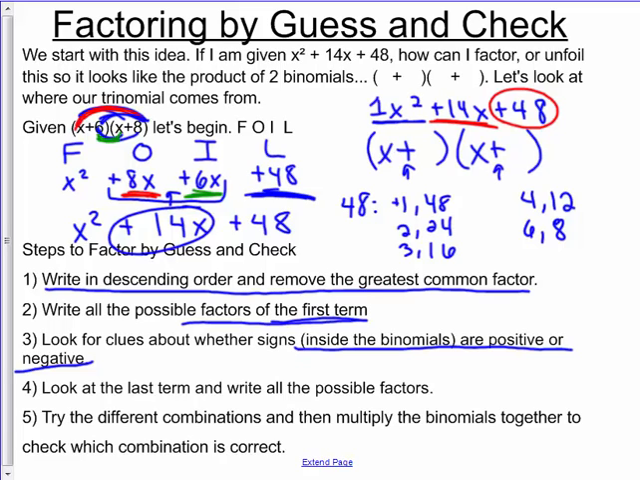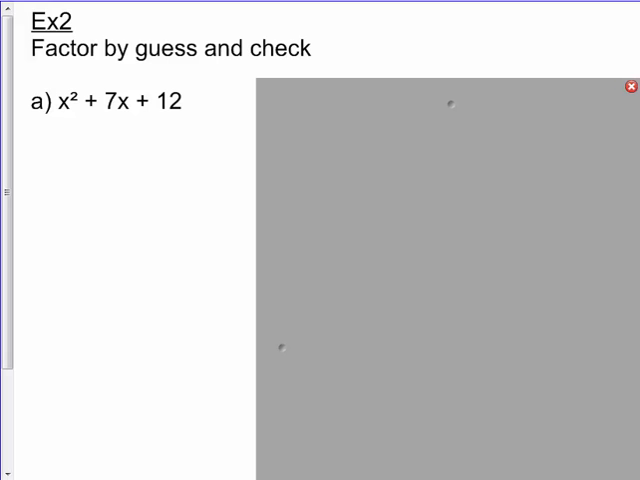Now, these are both positive, so all of these numbers are going to be positives. If I was to guess and check and put, let's say, 1 and 48 in, I would do 1 times x is 1x, 48 times x is 48x. When I combine them together, I would get 49x. I look at my middle term. I want the middle number to be 14. So what numbers will add to 14? That's going to be 6 and 8. So it's going to be x plus 6, x plus 8. Doesn't matter which one goes first, in this case.